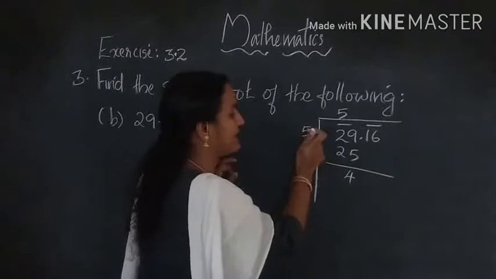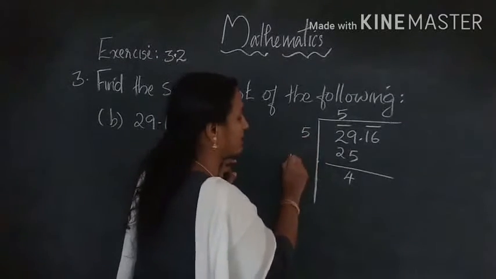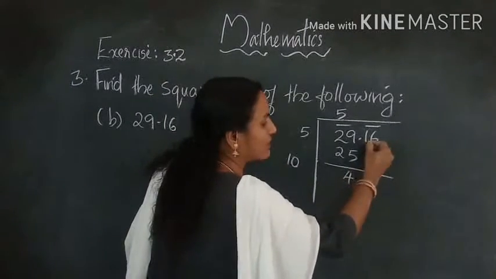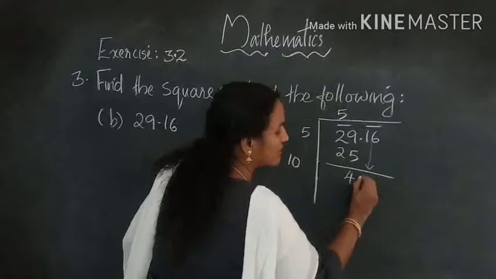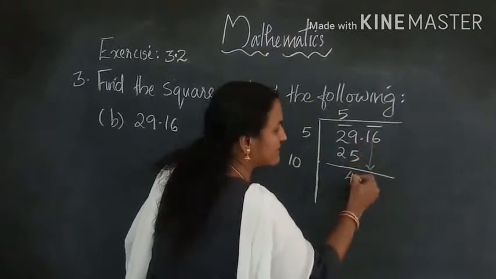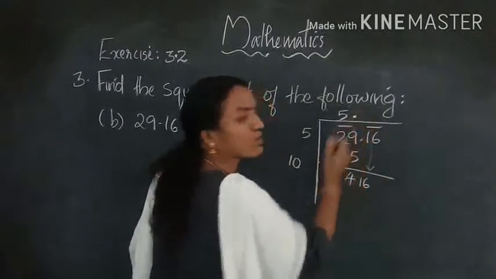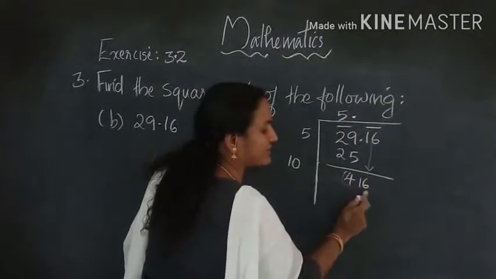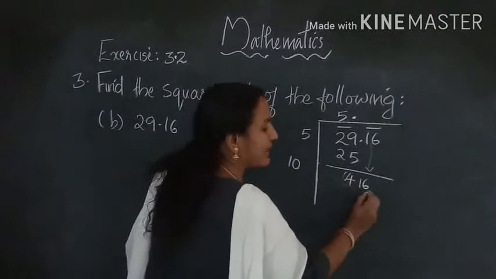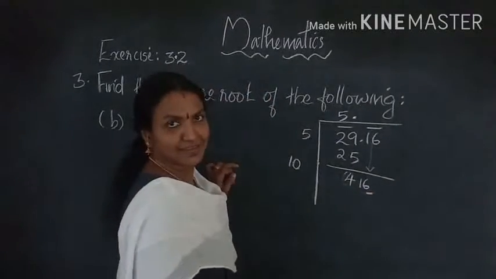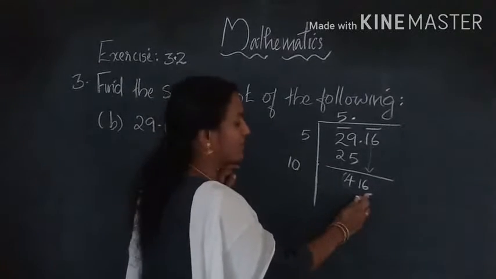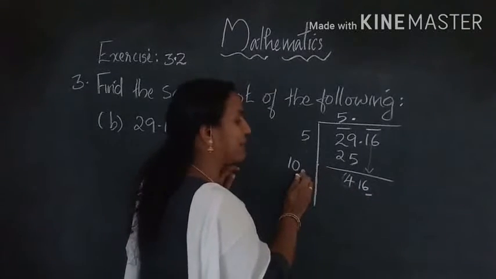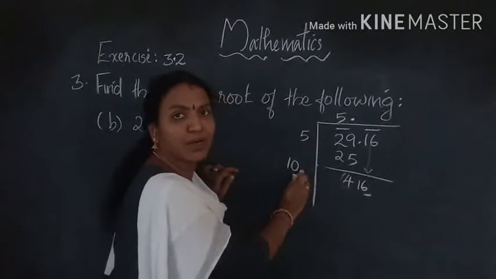Next step is to double the divisor. Here the divisor is 5, so 2 into 5, 10. Then we bring down the second group, 16, and since one decimal is there, we put the decimal in the quotient. Here we get a new dividend, 416. This number ends with 6.